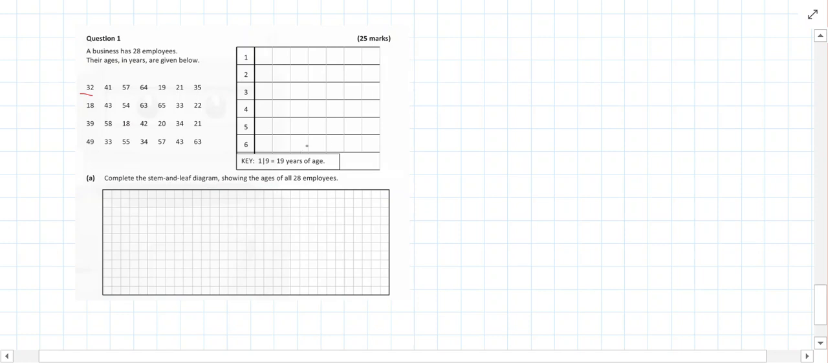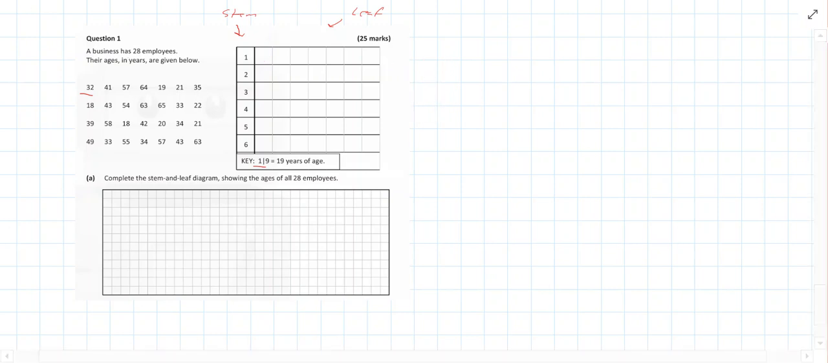Now, when you're working with this type of question, it's very important to understand the key. So we can see here the key is telling us that this here is the stem, and then this is the leaf section. And what this is telling us is that the stem represents the tens and the leaf represents the units. So for example, if you have 1 here and you have a 9 here like this, that is equal to 19. Okay, so that's the first thing that you need to know.